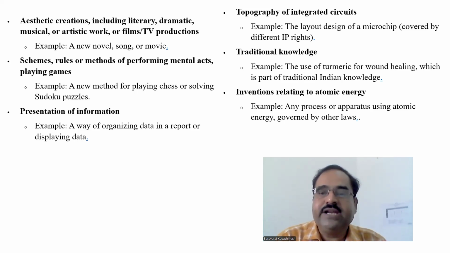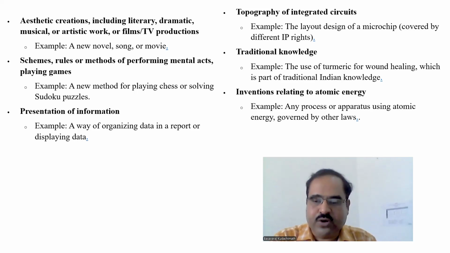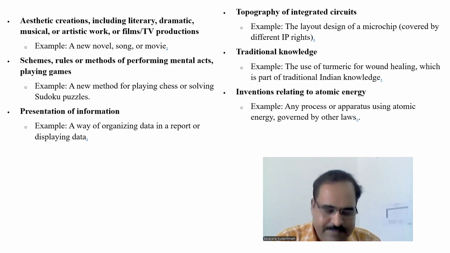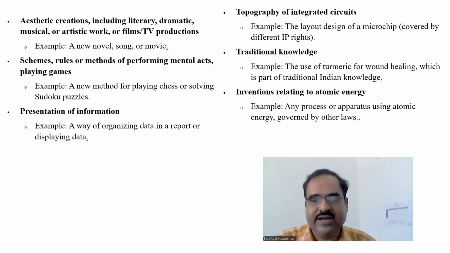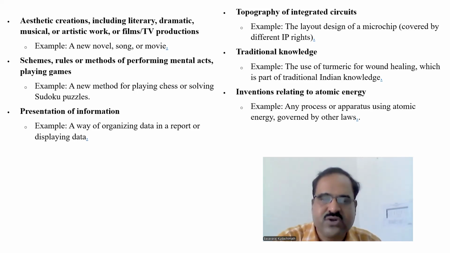Topography of integrated circuits: any circuits whose topography or some layers you have changed cannot be patented. For example, the microchips which are getting more heat in the computer system, you are putting a fan on that, or you are putting some kind of elements where the heat can be resisted and reduced, where the life of that particular product can be enhanced, cannot be patented because this is already done and is in prevalent practice. It is not a new innovation that you are doing.